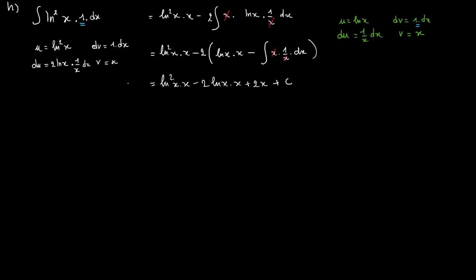Okay, then let's have a look at question number I, and I'm going to go to a new slide for that. Question number I. Here we get the integral of e to the power of negative x times cosinus 2x dx.